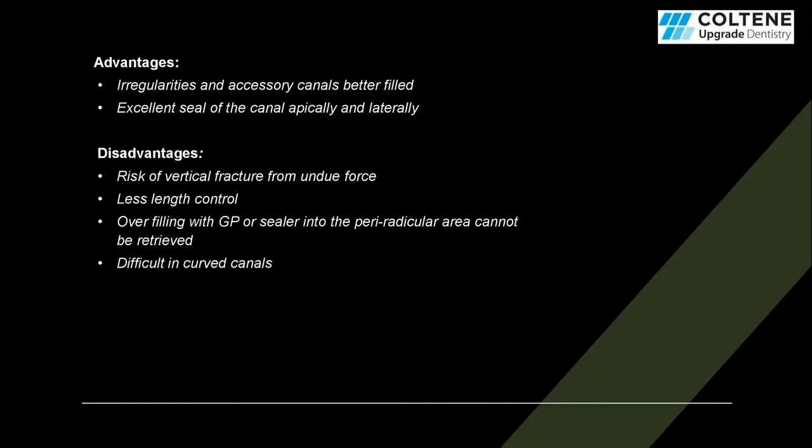The one very important disadvantage of warm vertical compaction is the condensation pressure that we use, because undue condensation pressures will cause vertical fracture of the root. The tooth is already very weakened due to the root canal, and undue pressure with the condensers can induce vertical root fracture. Another disadvantage is that there is very little control over the length of the GP. Due to the condensation forces, there is a high chance that the GP might extrude out of the canal.